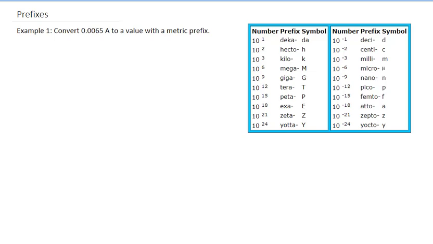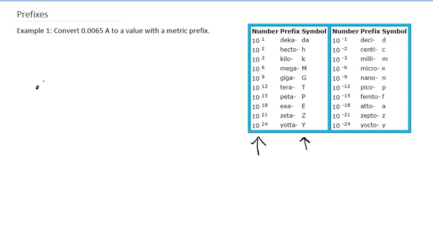Prefixes. Example 1. Convert the following 0.0065 amps to a value with a metric prefix. So when we say a metric prefix, that means we're going to be looking at the following and first converting it into a power of 10, and then we're going to use a symbol to indicate, instead of using the power of 10, that it's that kind of unit.